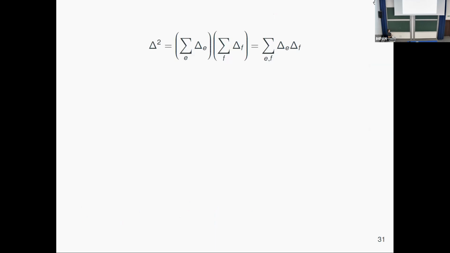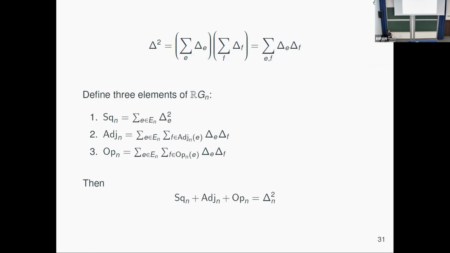Okay, so this was for the Laplacian. Now we also need the Laplacian squared, and this is the formula, a sum of products over the edges. And then we have three different situations. Either it's the same edge, or they're adjacent, or they're opposite. So we get three different parts here: the square part, the adjacent part, and the opposite part.